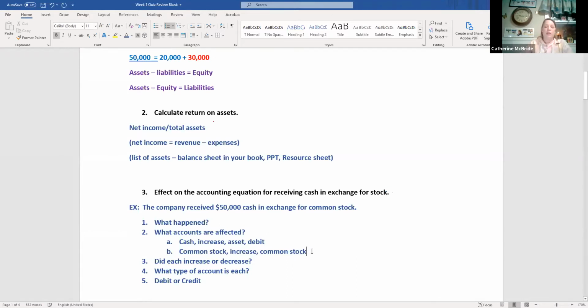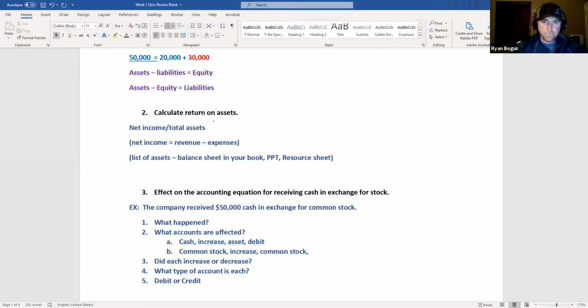If I increase common stock, do I debit it or credit it? Resource sheet. The common stock? Credit. Hold on. I heard everyone talked at the same time, which is good. I want you to talk, but I couldn't figure out what you said. I believe it's credit. It's a credit. It is absolutely a credit.